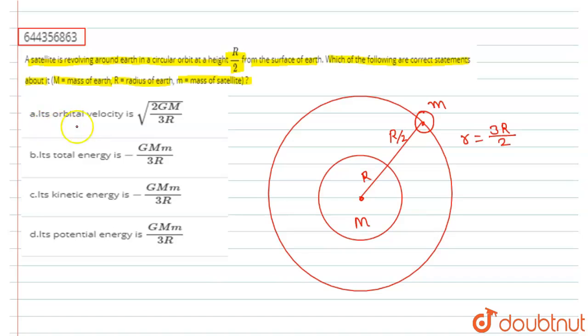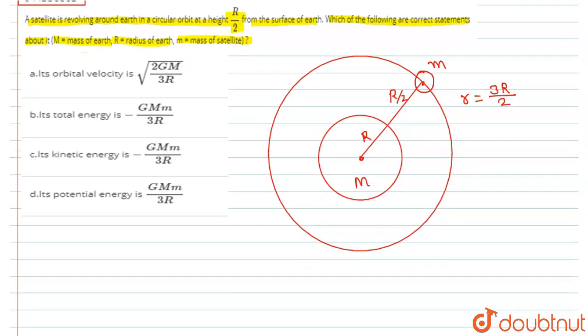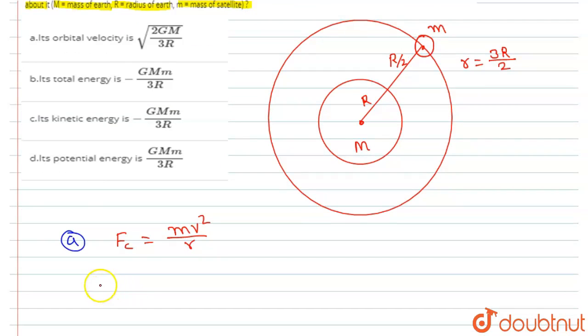So the first option we can see: its velocity is √(2GM/3r). This is moving around the Earth, clear? So here the gravitational force provides the centripetal force. For the first option, the centripetal force is equal to mv²/r, and this is provided by the gravitational force. So gravitational force is GMm/r², and this is equal to mv²/r, clear?